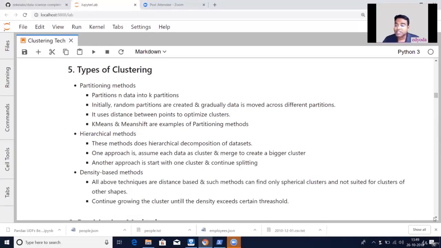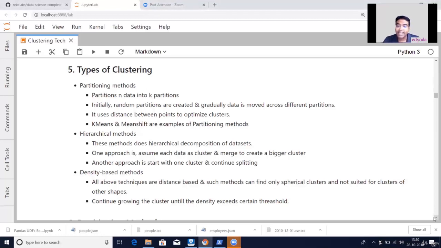Okay. Now let's understand types of clustering. There are three major types: partitioning methods, hierarchical methods, and density-based methods. Partitioning-based method is about, for example, if you have 10 data points, you will divide these 10 data points into k partitions. The process initially randomly creates partitions, and then you gradually move the data points from one cluster to another, so that you optimize the clusters: you try to maximize the distance between the clusters and minimize intra-cluster distances. That's the whole point. There are two methods we'll try to understand in this technique. One is k-means, the other is mean shift.